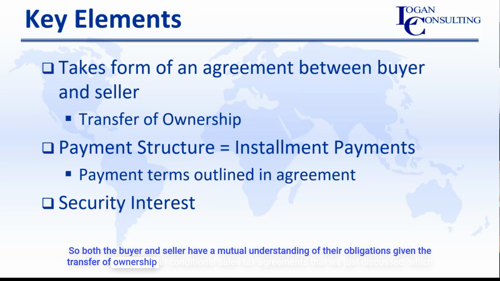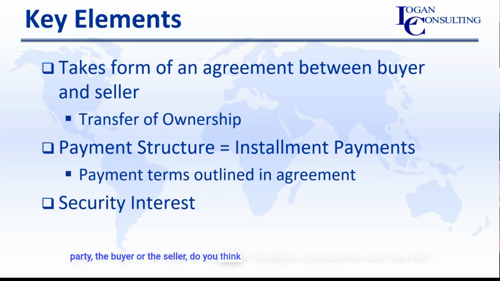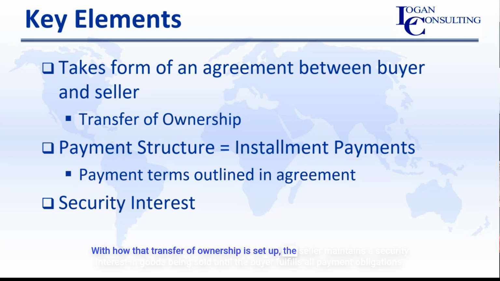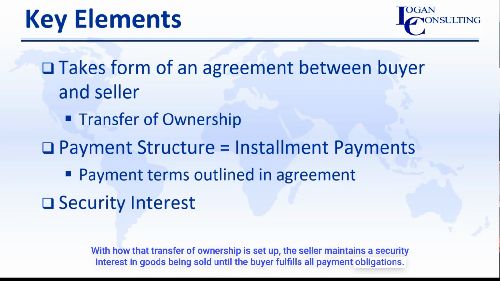Given the transfer of ownership in conditional sales tax agreements that we just discussed, which party, the buyer or the seller, do you think is benefited or protected the most from this? It's a trick. What I'm getting at with this question is security interest. Why would you enter an agreement if either party isn't? What I'm getting at here is security interest. That's another key element of conditional sales tax agreements. With how that transfer of ownership is set up, the seller maintains a security interest in goods being sold until the buyer fulfills all payment obligations.